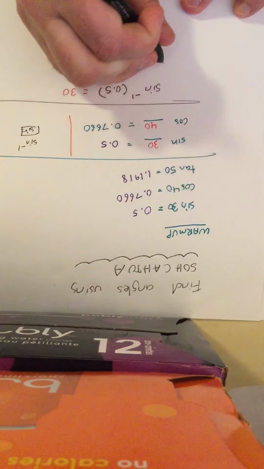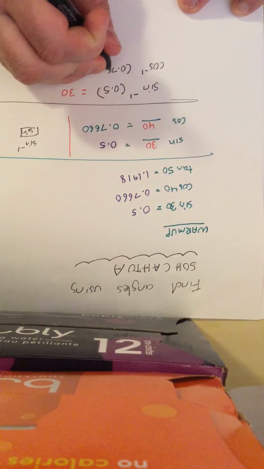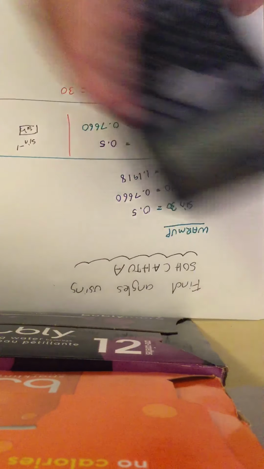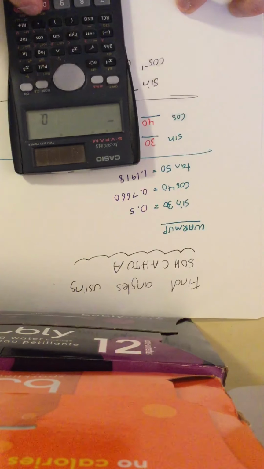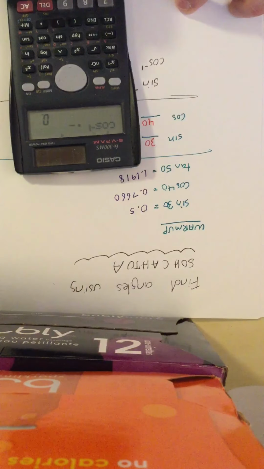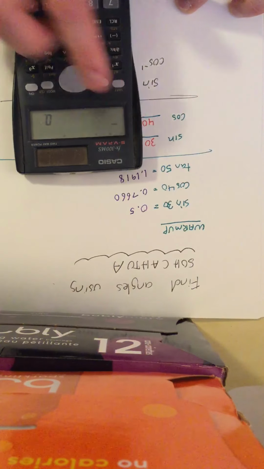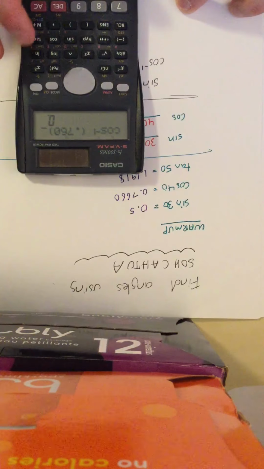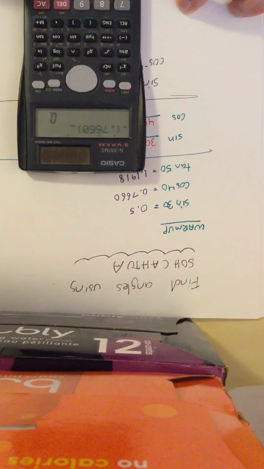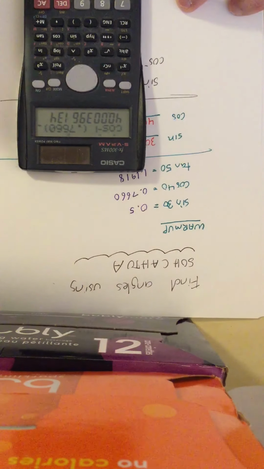If I did the same thing with cosine, the inverse cosine of 0.7660 should say 40. As a spoiler, it's not going to, but let's see what happens. Inverse cos of 0.7660. I did something wrong. Inverse cos of 0.7660. And I got 40.0039 and so on. Why did I not get exactly 40?